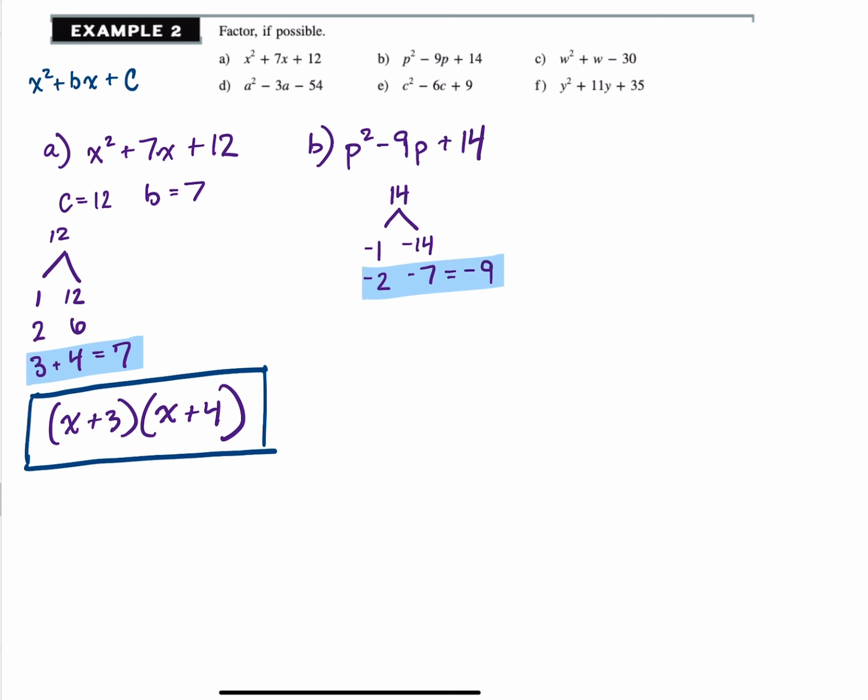So that means our two factors will be, this time p instead of x, p minus 2 times p minus 7.